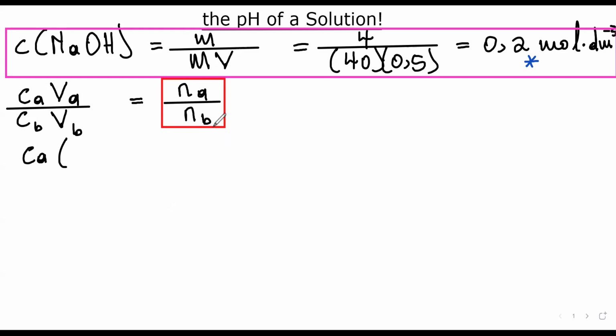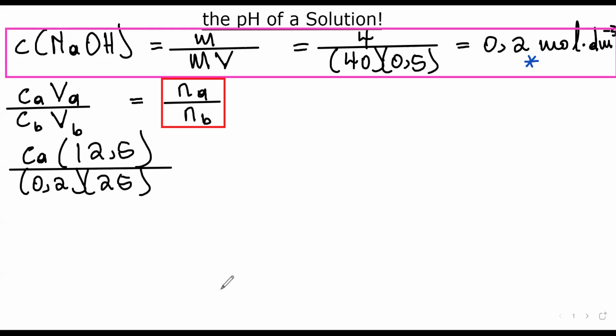And the volume of the acid is 12.5 cubic centimeters. But for this formula, we don't need to convert this to cubic decimeters. We can just leave it in cubic centimeters. And the concentration of the base is the one we calculated previously. That is 0.2. The volume of the base is 25 cubic centimeters. Do you see that? This volume is in centimeter cubed, this one is in centimeter cubed, so they will simply cancel each other out.